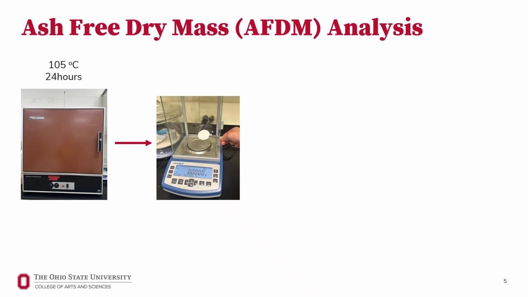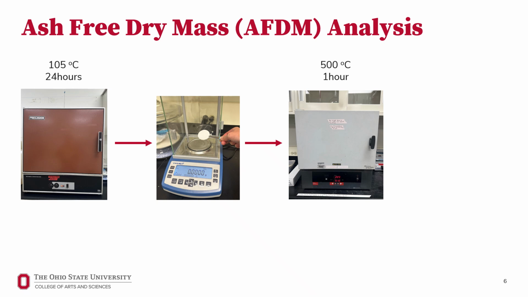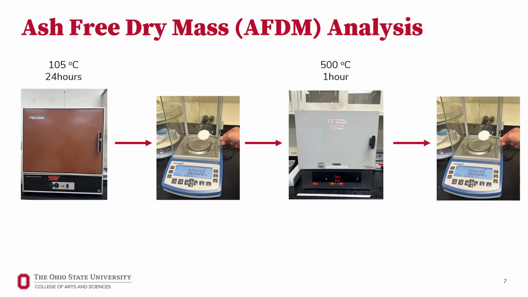Next, the dried filter is weighed again. This will be the weight of both the dried sample and the weight of the filter, and this weight is recorded. Next, the dry sample will be placed into a muffle furnace, which will be set to 500 degrees Celsius for 1 hour. This will burn away all organic material, and what will be left on the filter will be ash and inorganic materials that don't burn, such as clay. Finally, the combusted sample will be weighed again once it has cooled, and this will be the weight of both the ash and the weight of the filter.